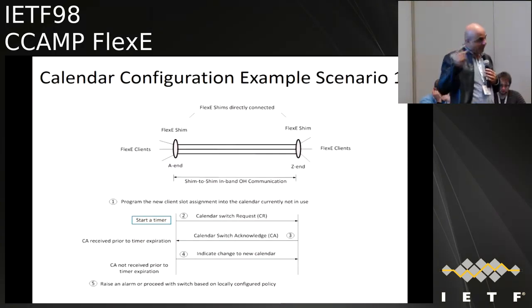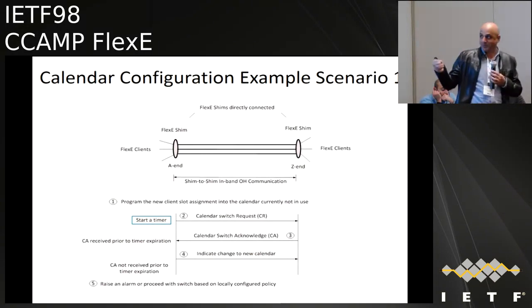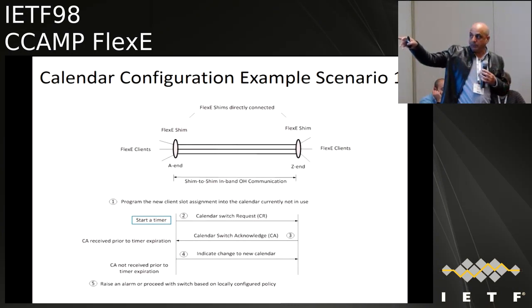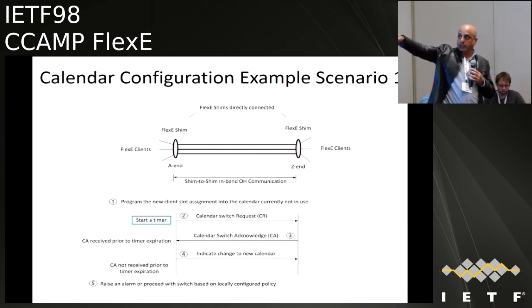Okay, so now I think we have all the essential background for this one. I'm just showing a simple example. The simple use case is the flexi termination use case that Haumin showed. Basically you have router one and router two, directly connected, no transport network in between. This shows how I would go about it. On the AN, I program the time slots into the calendar, which is on RTUs, and I send a request in the in-band communication overhead, and then start a timer.